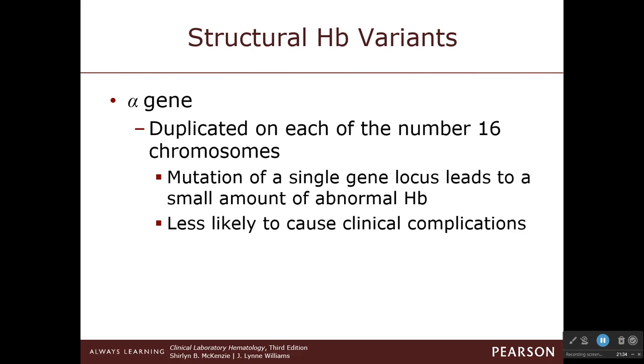All right? So, let's talk about the alpha gene in general, okay, for just a few minutes. It is duplicated on each of the 16 chromosomes. We've talked about that. So, mutation in a single gene doesn't really matter. We don't really care about it that much because it's only going to produce small amounts of an abnormal hemoglobin. So usually the alpha is not going to cause us any problems, okay? So less likely to cause any clinical complications.